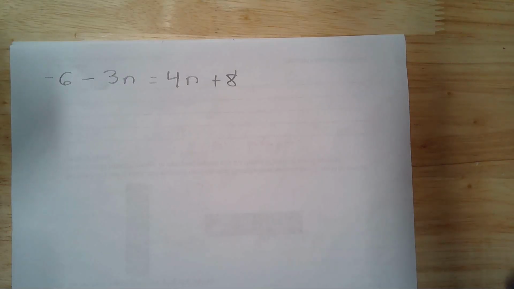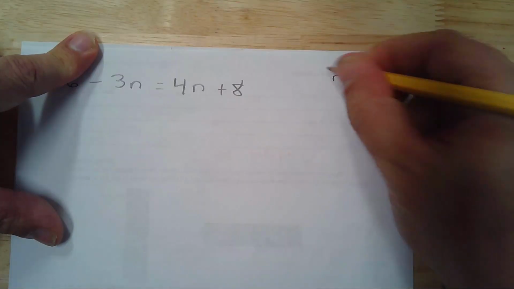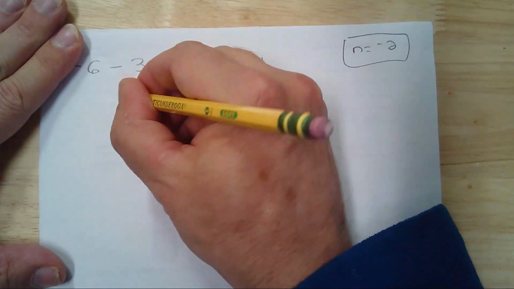What do you guys get? n equals negative 2. That is correct. So, did you both add 3n? Yeah, I added 3n. So, here's a little trick you can do.